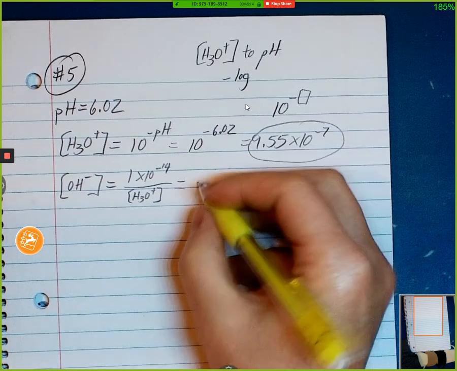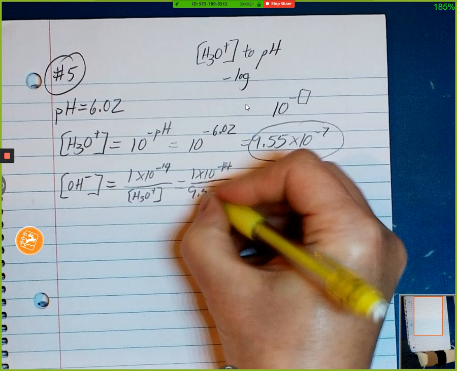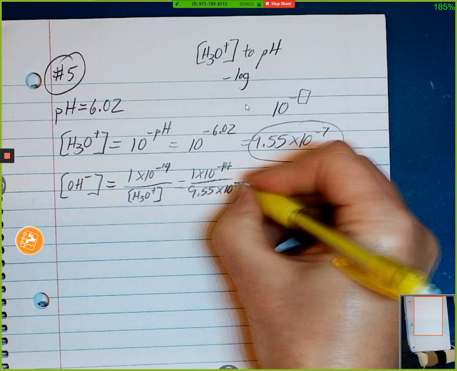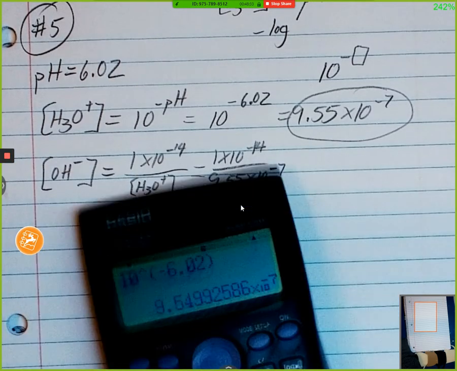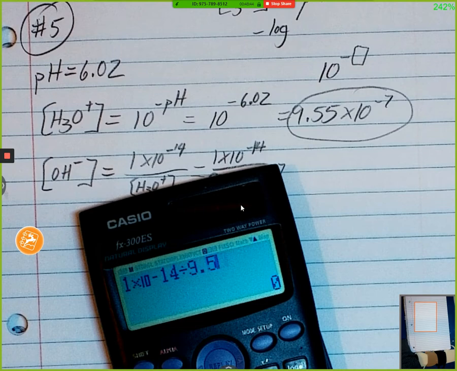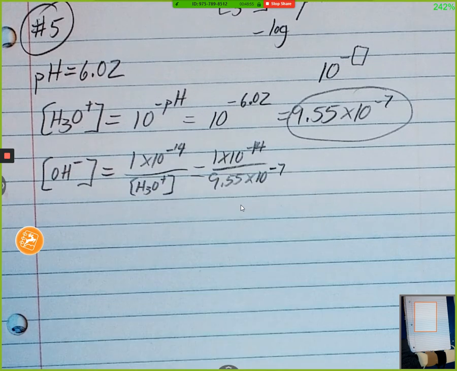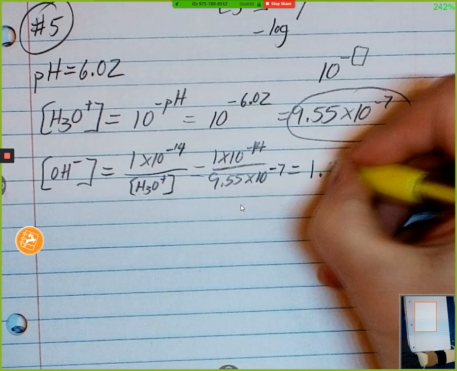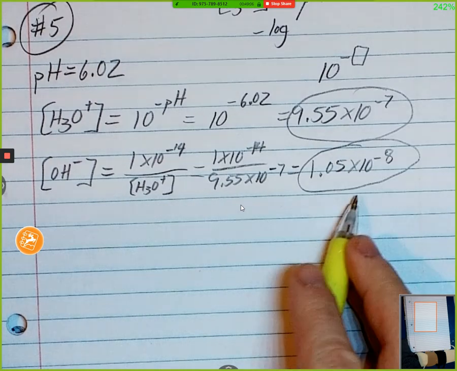So it's going to be 1 times 10 to the minus 14 divided by 9.55 times 10 to the minus 7. Y'all see that okay? A bit closer up. So calculator, help me out here. Clear. 1 times 10 to the negative 14 divided by 9.55 times 10 to the negative 7. Okay, I get 1.05 times 10 to the negative 8 for my hydroxide concentration.